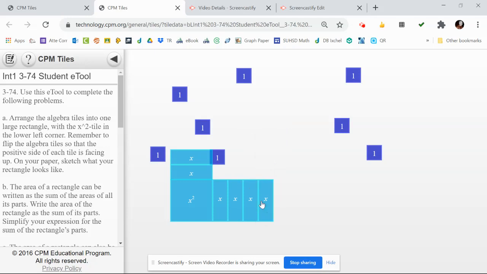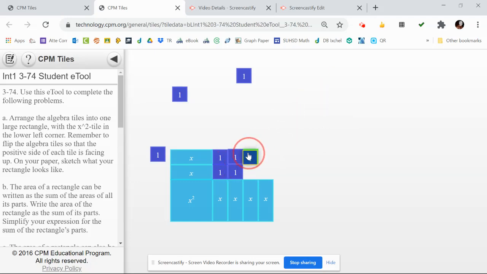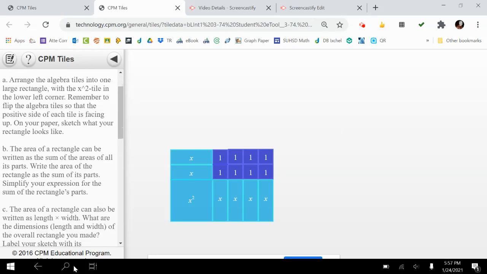All right. And then we're going to complete the rectangle. All righty. So that's the rectangle we created, pretty much with the X squared again at the bottom. And then we have X here, and then 1, 2, 3, 4, another 4X right here. And then again, we have 8 single units. So I'm going to go back to the page and make a sketch of the rectangle.